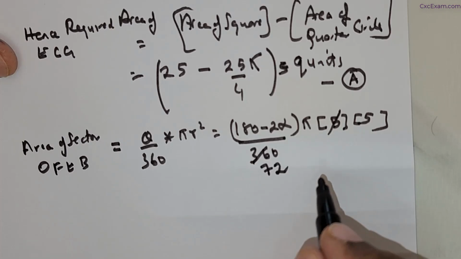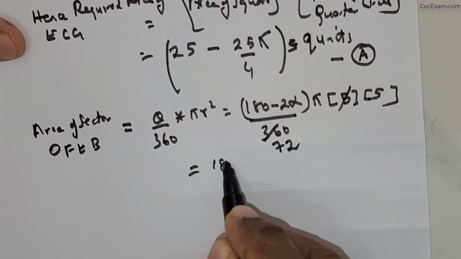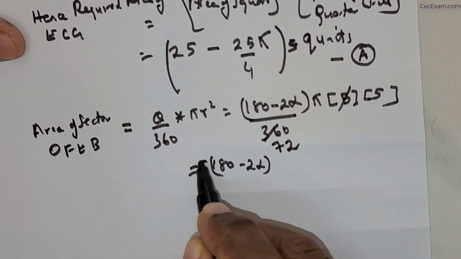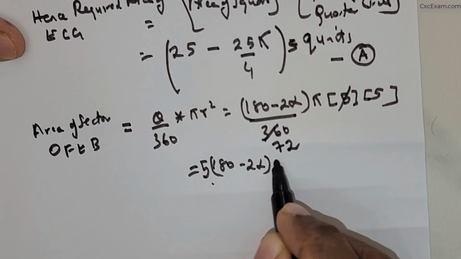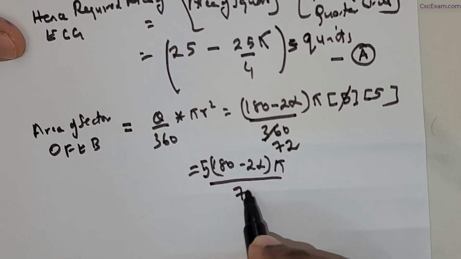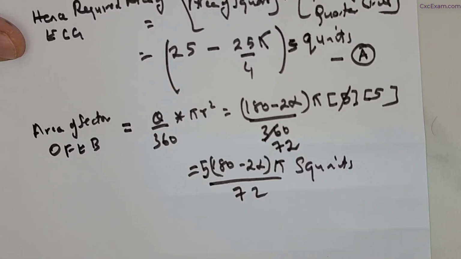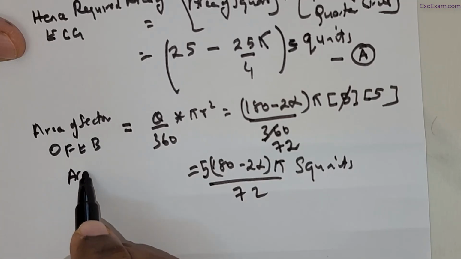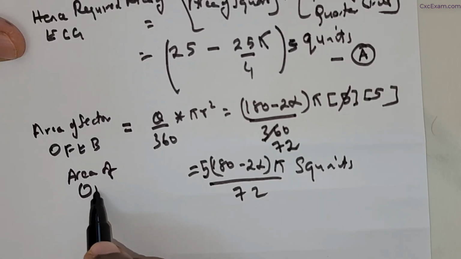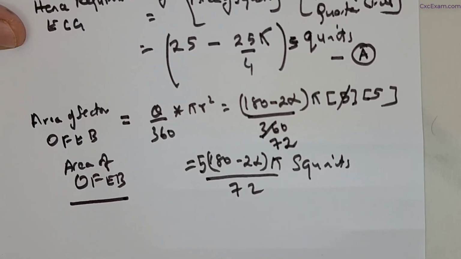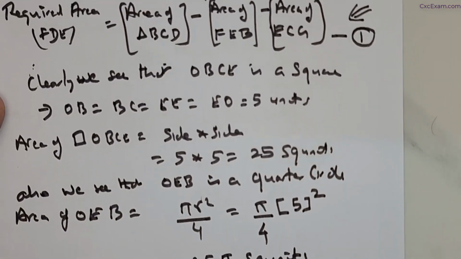Okay, 72 times is here. So this is equal to 180 negative 2 alpha. I put the 5 here and the pi here and 72. This is the area of the sector. Okay, this is what we have got. So area of OFEB, right? Okay, so let us move on.